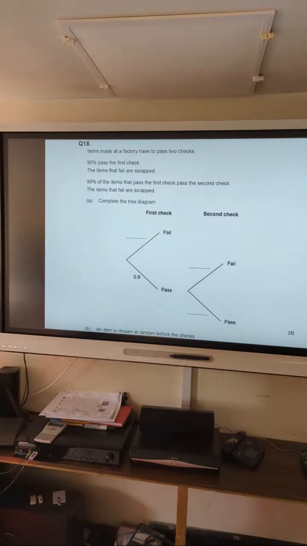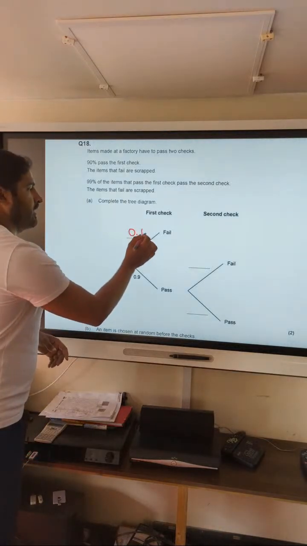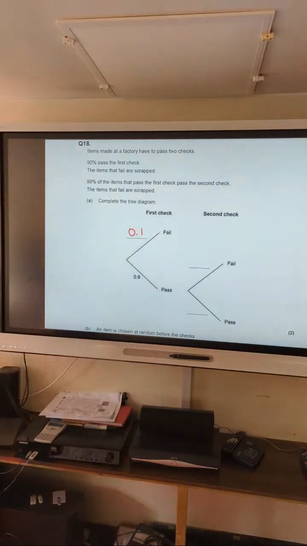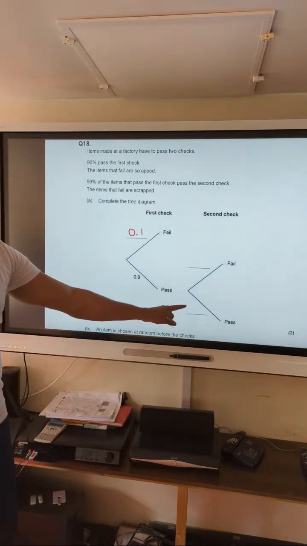Items made at a factory have to pass 2 checks. 90% pass the first check. The items that fail are scrapped. 99% of the items that pass the first check pass the second check. The items that fail are scrapped. Complete the tree diagram. Okay, so 0.9 passes, so obviously 0.1 fail. The sum of those branches at every point should add up to 1. And then of those that pass, again 99% of those pass again.